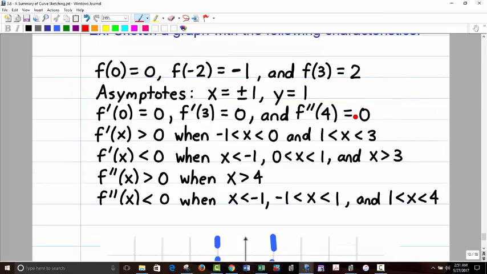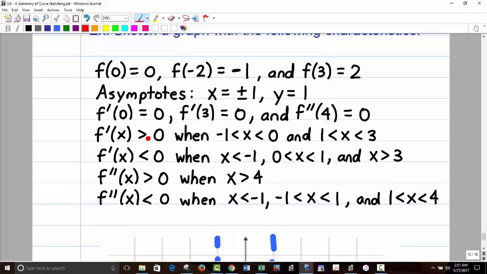That's all right. F prime of 0 equals 0. F prime of 3 equals 0. F double prime of 4 equals 0. So that means we have 2 critical numbers and then 1 possible point of inflection. Now the critical numbers may not yield mins or maxes, but they could. But they're still critical numbers.